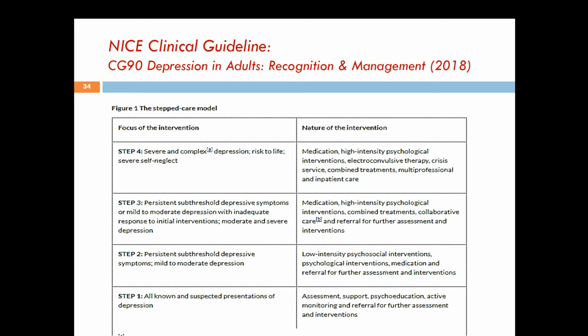So if you have a known or suspected presentation of depression, the nature of the intervention is assessment, support, psychoeducation, active monitoring, and referral for further assessment and interventions. Okay, that's true for all personnel. So if you're a teacher, step 1. If you're at a loss, for example, I have a child who seems to be depressed, what should I do? Then you look at the best practice guideline, which is evidence-based practice, so you're doing EBP.